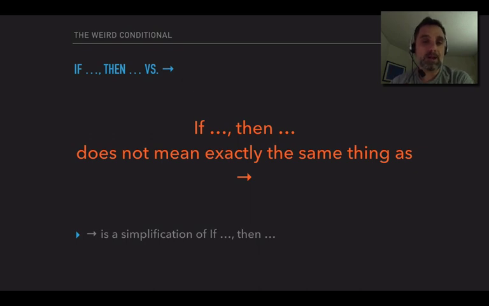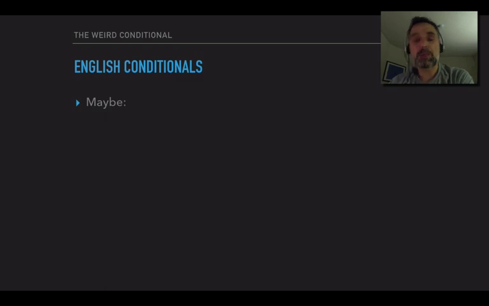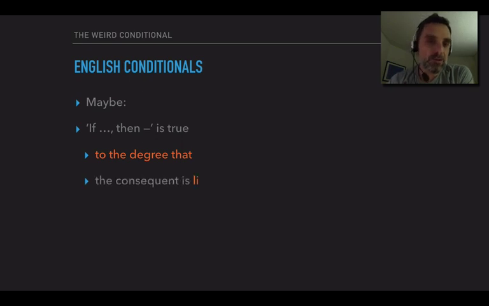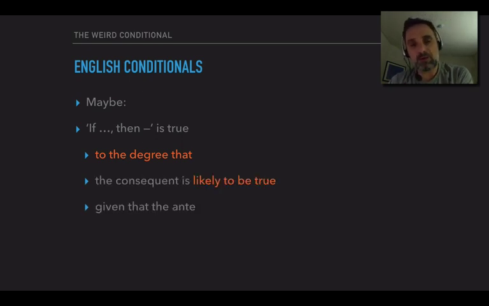What's going on is that the arrow is basically a simplification of if-then. So maybe here's how English conditional works. Maybe when is an if-then, a conditional true? Well, it's true in degrees, and it's true to the degree that the consequent is likely to be true, given that the antecedent is true. Maybe that's how it works. There are people who are trying to understand what exactly conditionals mean in natural language, and this is a proposal that they've come up with. It gets more complicated, but this is the basic idea.